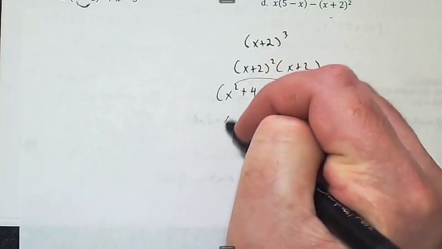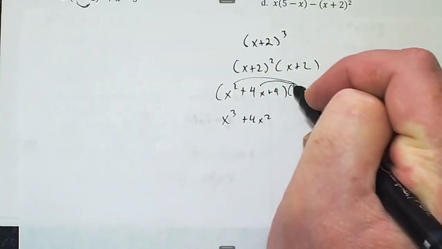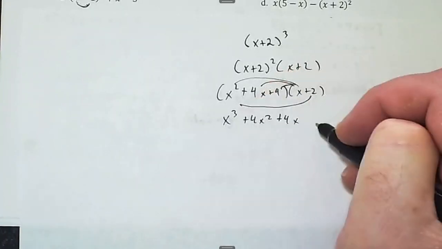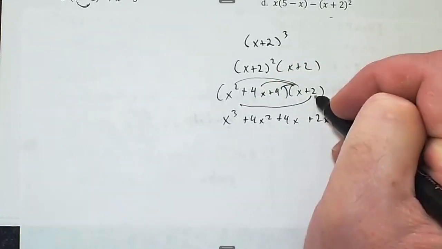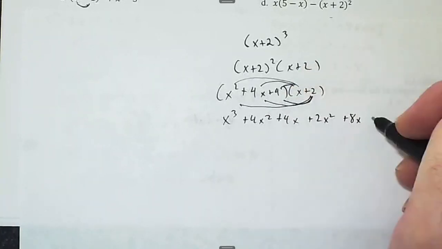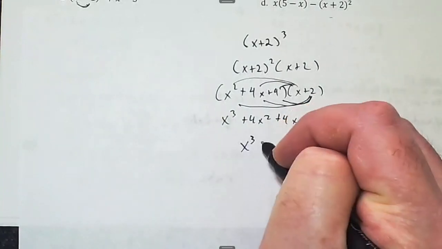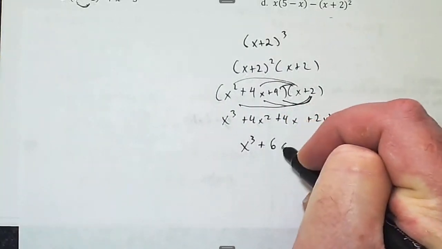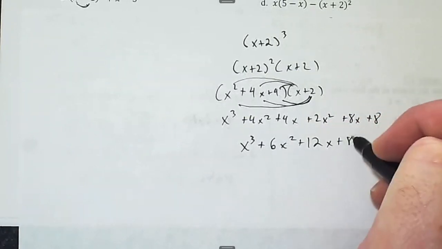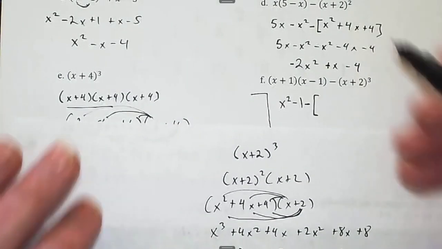Then we'll distribute. I get x cubed plus 4x squared plus 4x. Then I get plus 2x squared plus 8x plus 8, which gives me x cubed plus 6x squared plus 12x plus 8. That's what I'm going to put right there.